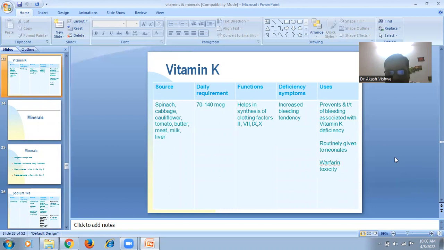So this is all about the vitamins. What we have studied are two types of vitamins: one is water soluble, another one is fat soluble. This is all about vitamins, and in the next lecture we will study minerals.